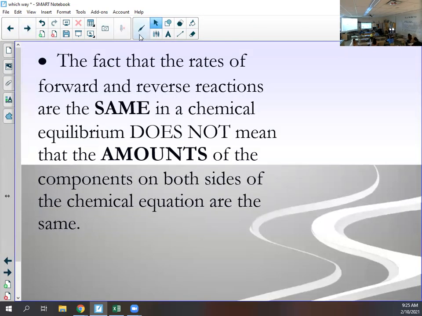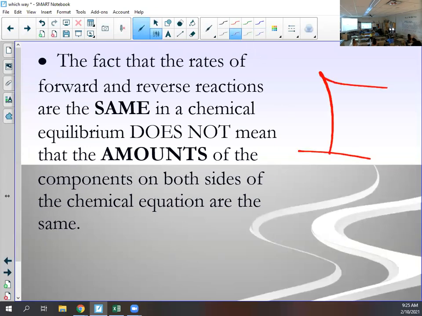All right. Now, this is a super duper misunderstood thing here. I draw these once in a while. What do I call these? My red flags. That means kids get this wrong a lot. The fact that the rates of forward and reverse reactions are the same in a chemical equilibrium does not mean that the amounts of the components on both sides of the chemical equation are the same.